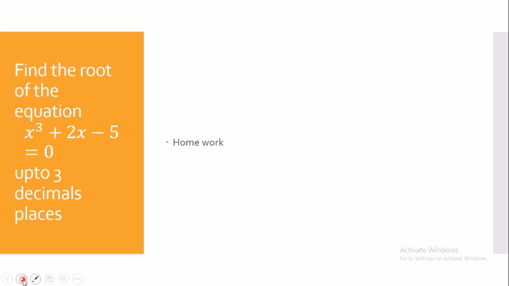Now this one is a homework for you. This equation is the one that confused me and you a lot. It is a simple one, it was my mistake, so I'm giving this as homework. I hope you all have understood the procedure to find the root using Newton-Raphson's method. So you can take this as homework and work it out, and find the root of this equation: x cube plus 2x minus 5 is equal to 0.